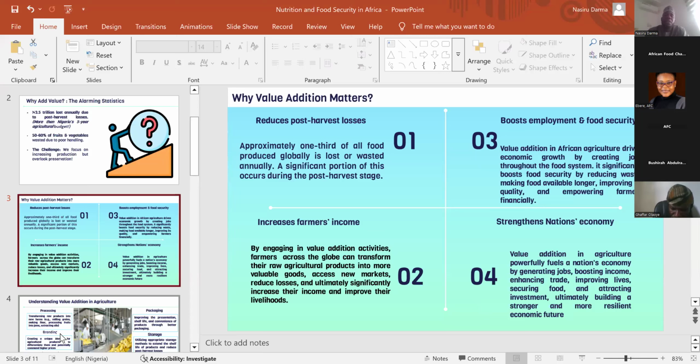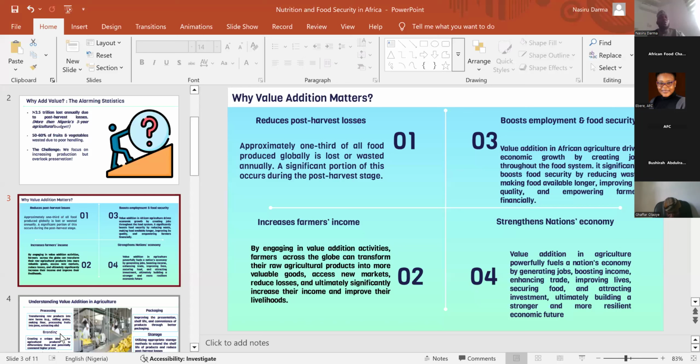Number two, looking at the poverty level in the African continent and globally as well, it is important to increase the income of these farmers, because among the highest employment sectors in Africa is agriculture. So how do we increase these farmers' income? We have to add value. Adding value is going to help us reduce the staggering 3.5 trillion naira in Nigeria alone. We are going to reduce that, and this money, after reducing it, we are putting back into the farmer's pocket. So this is why value addition really matters.